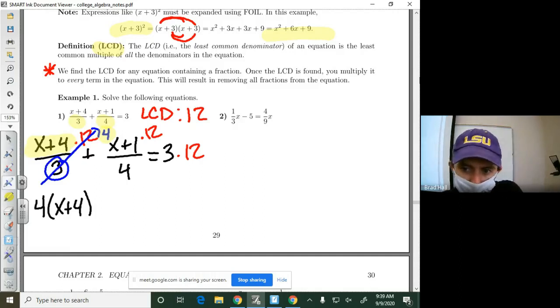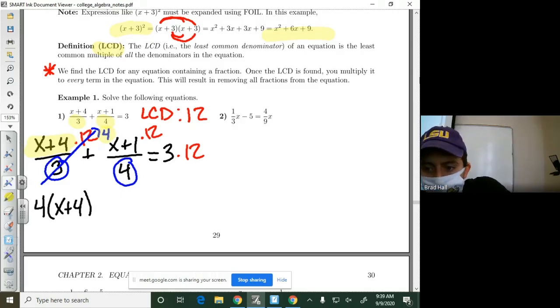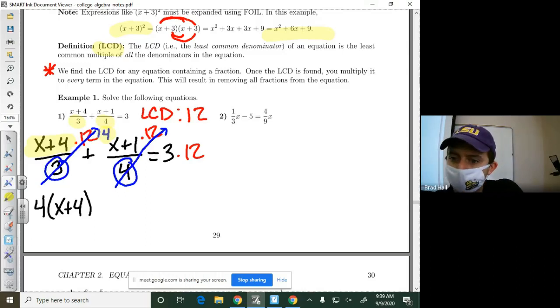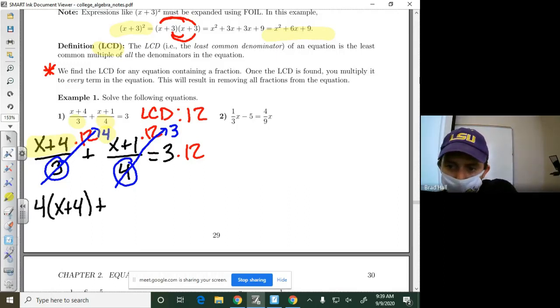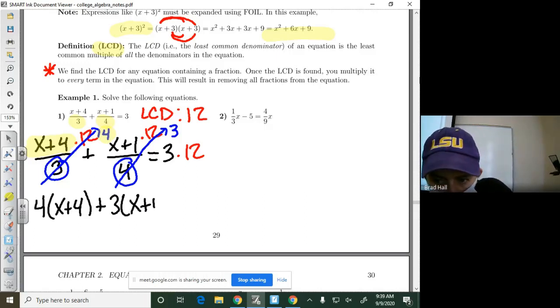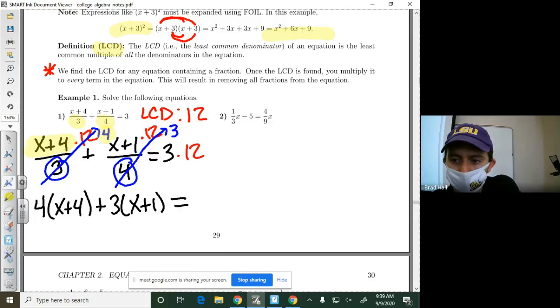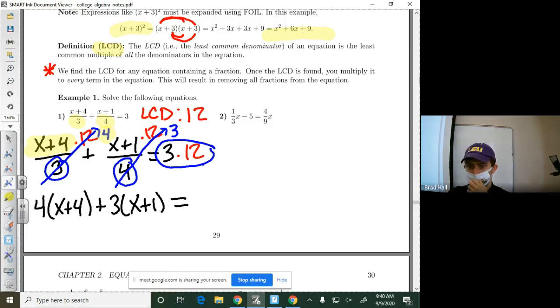Second fraction, it's the same idea. We need to cancel out that 4. The LCD associates with it very well. 12 divided by 4 is 3. So that means now we have plus, so the plus sign follows. And now we have 3 times parentheses x plus 1. And then that's equal to 3 times 12. There's nothing we have to cancel, which, fine, whatever. We just perform the arithmetic here. 3 times 12 is 36.